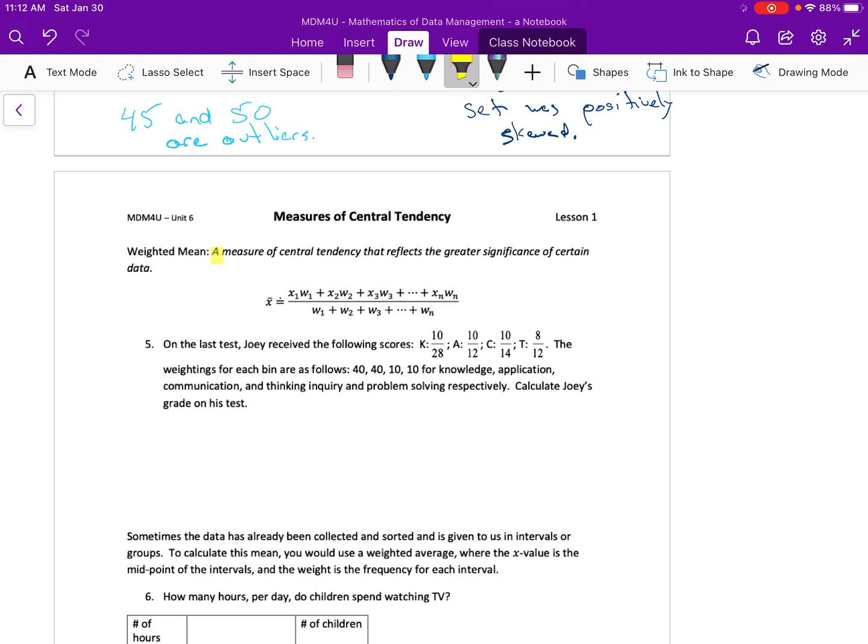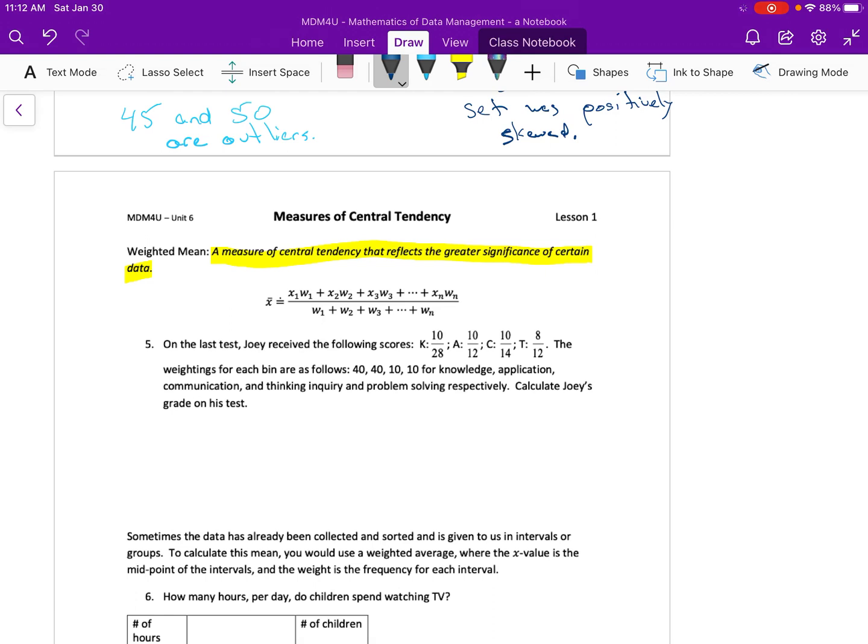A weighted mean is a measure of central tendency that reflects the greater significance of certain data. Like I was saying, the personality test might be weighted more than something else. So let's stick to an example like what we have in our course. It says on the last test, Joey received the following scores: knowledge, application, communication, and thinking. The weightings for each are as follows: 40, 40, 10, 10. Calculate Joey's grade on the test.